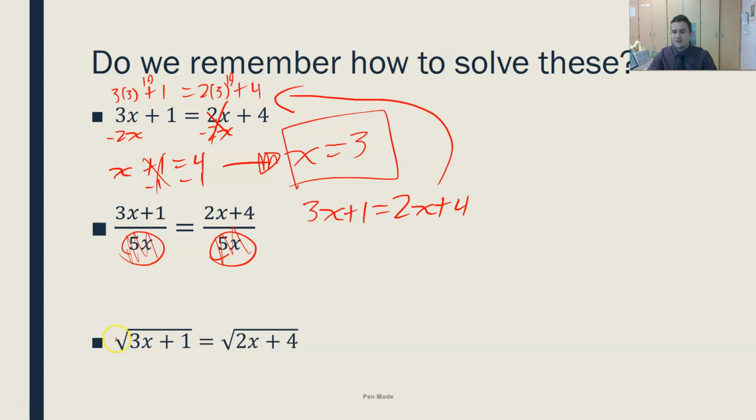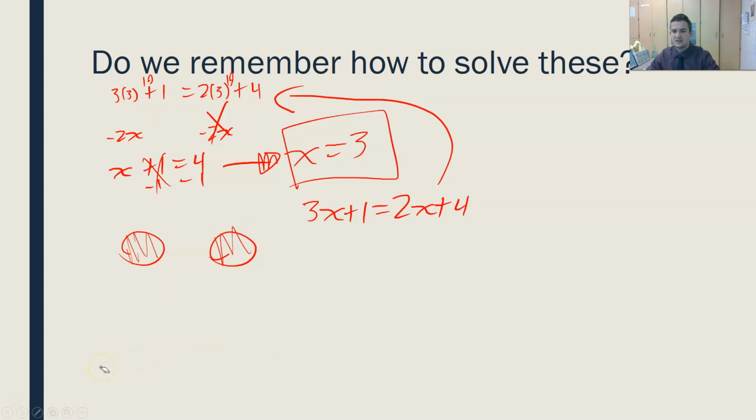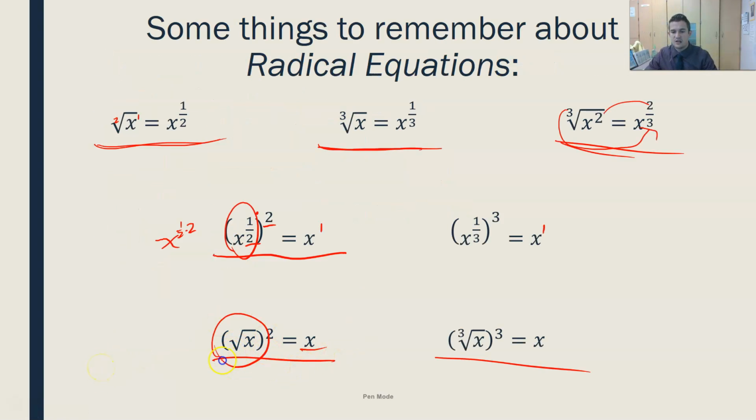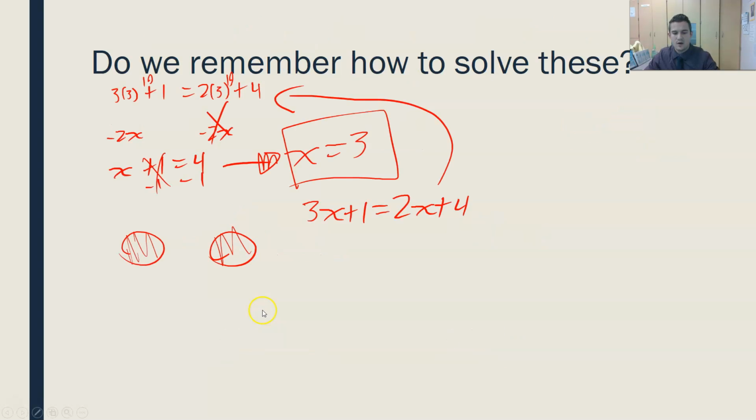Third option here, now we're talking about radical functions. So what if I had something like this? I have the square root of 3x plus 1 equals the square root of 2x plus 4. Well, keep in mind, if I go back to this previous slide, remember that I can undo a square root by squaring, or taking to the second power. I can get rid of that by squaring.